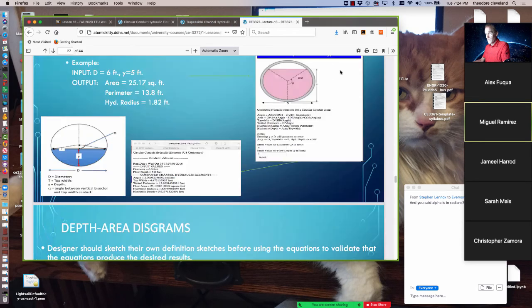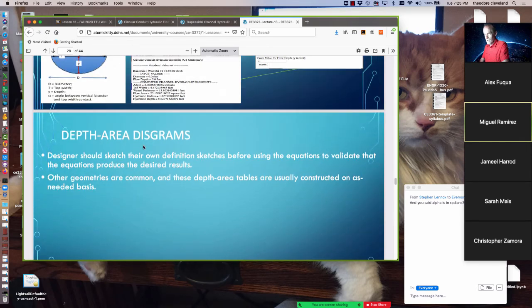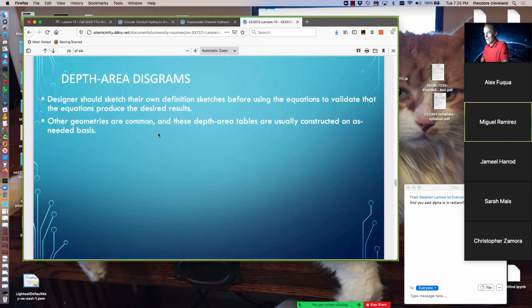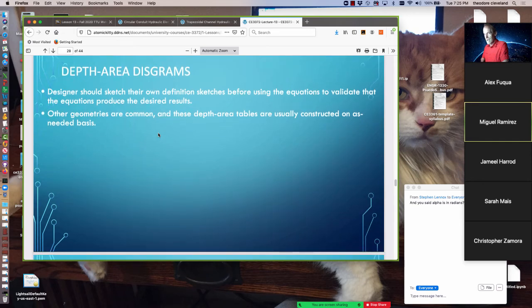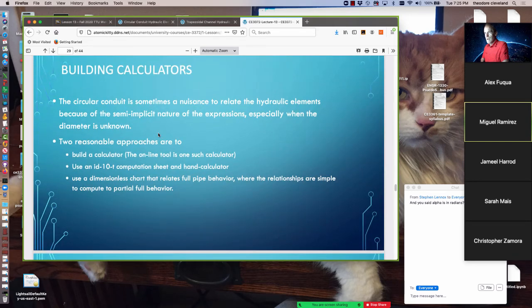We can use things like this to produce sketches, or what I call depth area diagrams, and those are usually quite handy, and we can put them in non-dimensional form so that we can dimensionalize to any size geometric structure that we've drawn a diagram for. The circular conduit is sometimes a nuisance to deal with the hydraulic elements, and that's why we have the online calculator. We can also build the calculators in spreadsheets, and we'll go take a look at one of those.